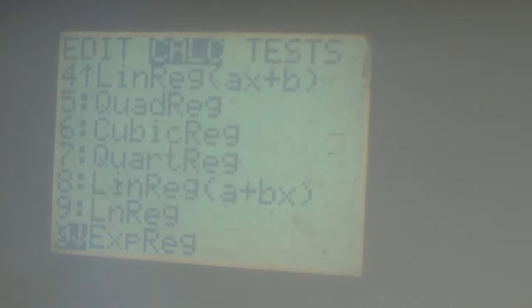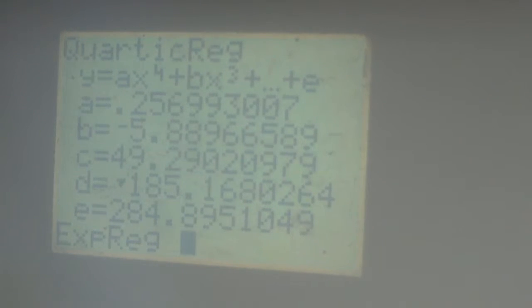What does EXP stand for? Exponential. Try that one. It said no. Hang tight. We'll deal with why it said no. Exponential reg. EXP stands for exponential reg.